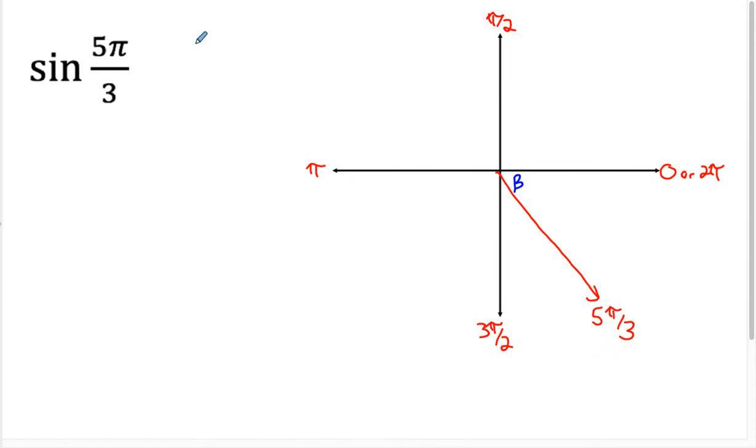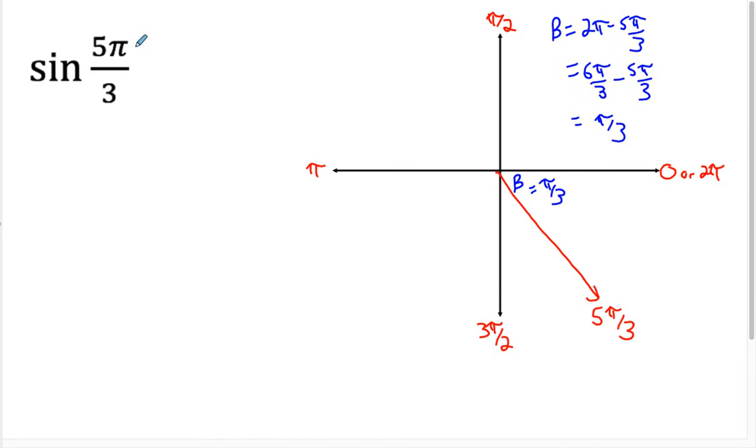I typically call that reference angle beta. And if we want to calculate beta, I'll just do it off on the side here. Beta equals, I need to find the difference between 2 pi and 5 pi over 3. So 2 pi minus 5 pi over 3. Now 2 pi, written with a common denominator of 3, would be 6 pi over 3 minus 5 pi over 3. So beta, my reference angle, is pi over 3.